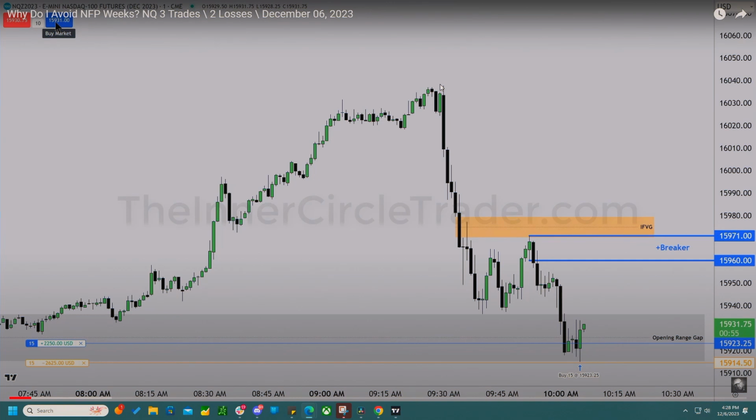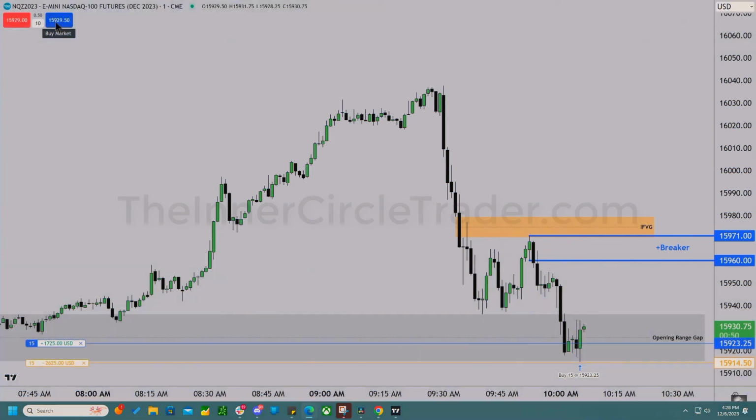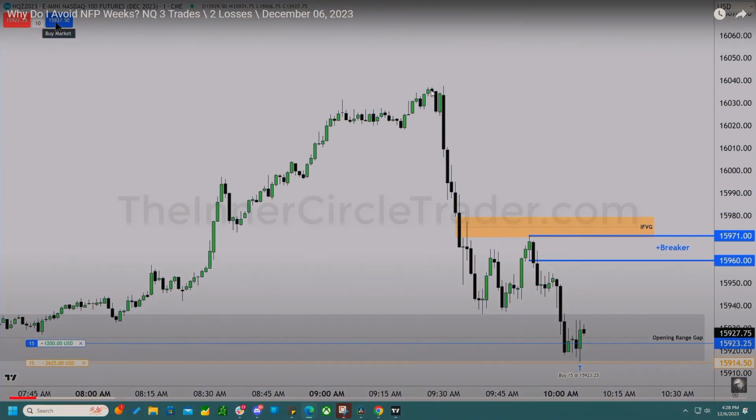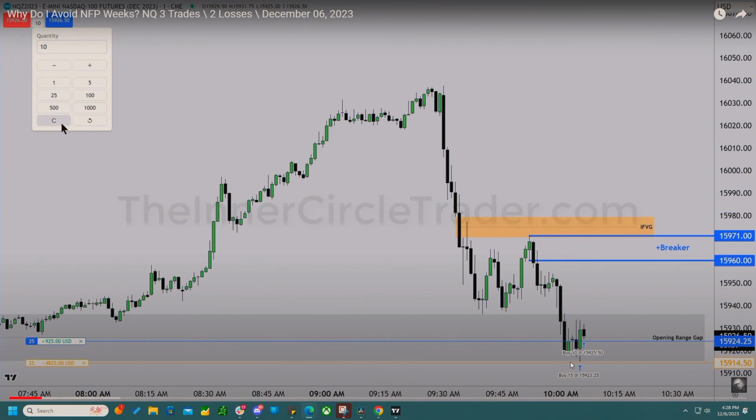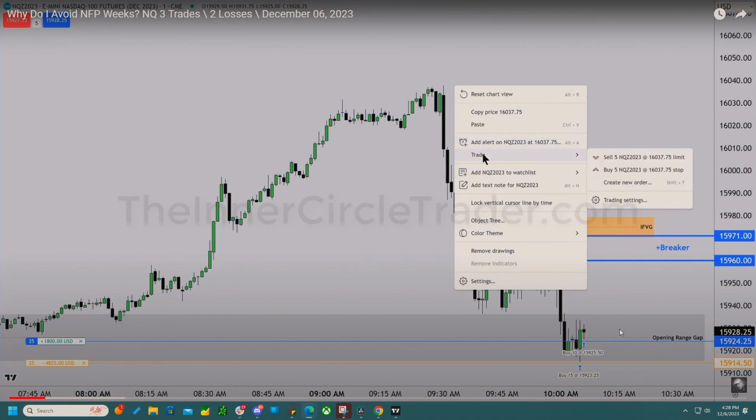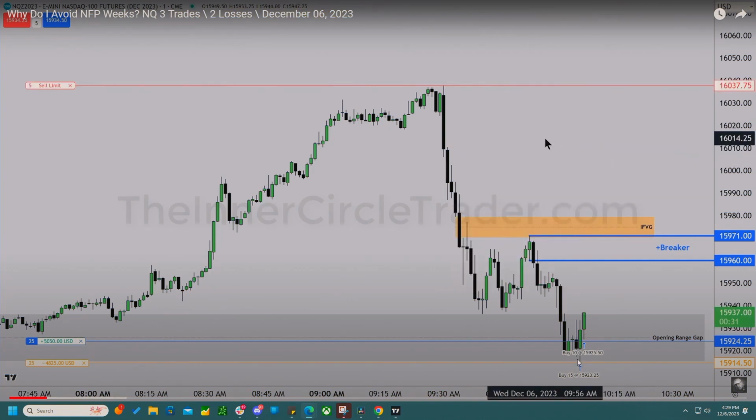If you know anything about ICT, you know that this is a market maker buy model. That is what he was expecting. Here's our initial consolidation. Here's our first stage distribution. Here's our second stage distribution and our smart money reversal, which also coincides with the opening range gap, which I'll show here in a second. Then we expect price to reverse after the smart money reversal, go to the original consolidation or accumulation, and then push through that, which we see here based on his targets.